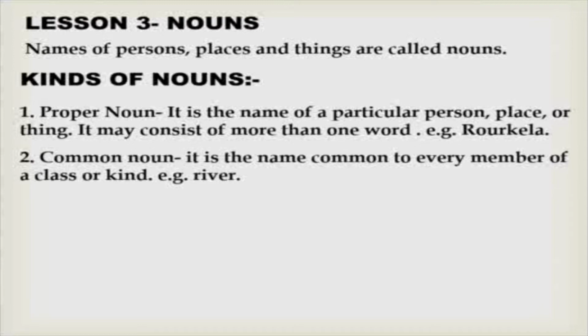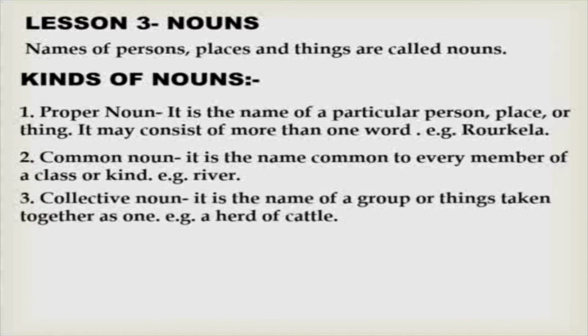Third one is collective noun. It is the name of a group of persons or things taken together as one. Like a herd of cattle. That means one group of cattle is called a herd of cattle.